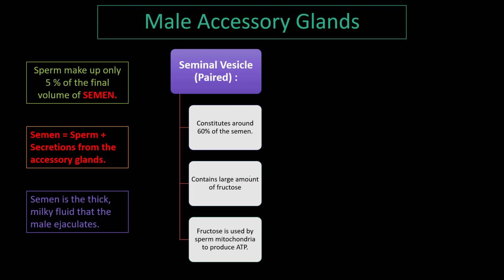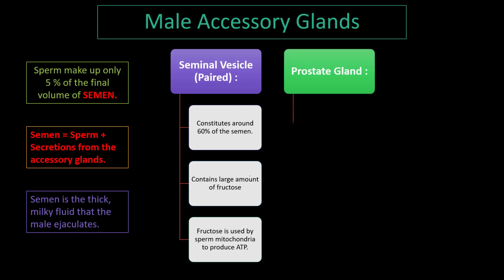The seminal vesicle is paired and it constitutes around 60% of the semen. It contains a large amount of fructose, which is important as it is used by the sperm mitochondria to produce energy in the form of ATP. ATP is required by the sperm to reach the site of fertilization.